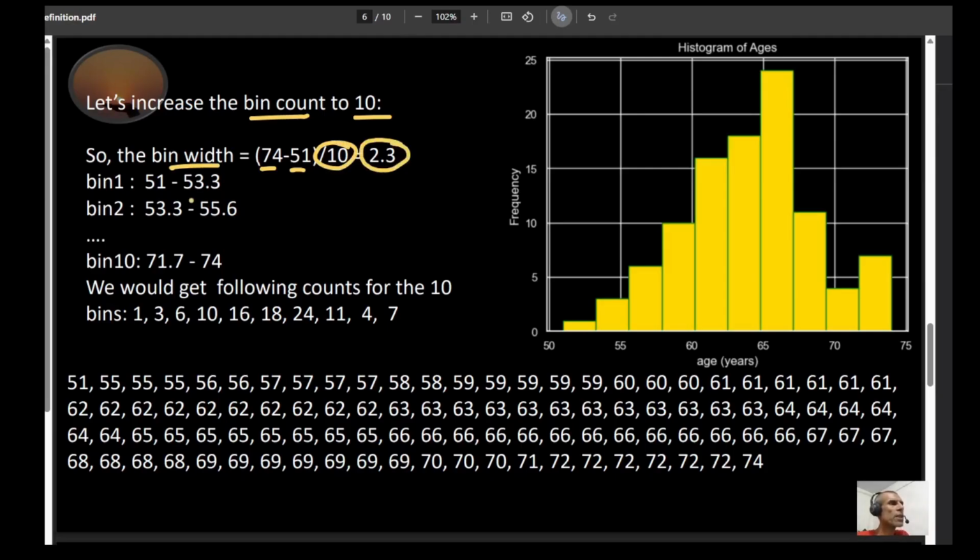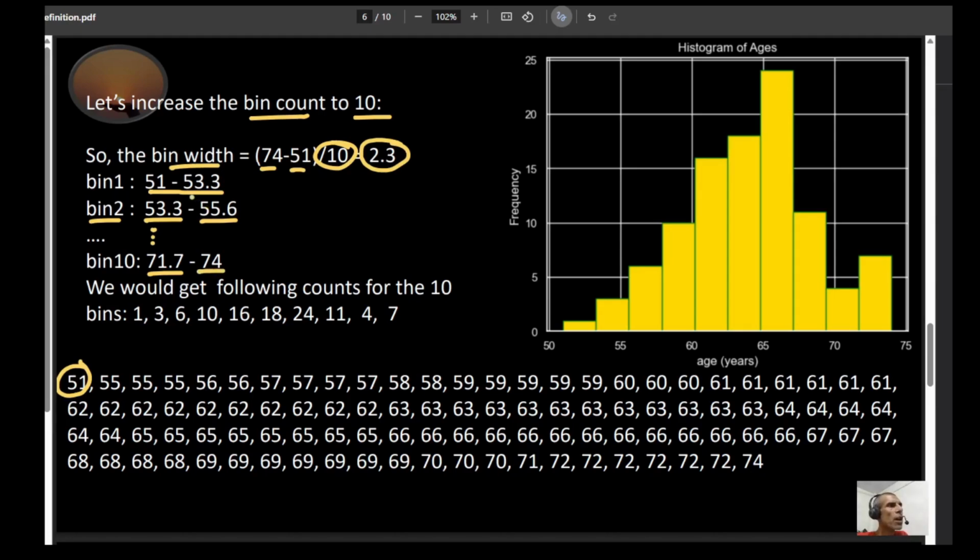So we use the same logic as we did before. Your bin 1 is going to be your minimum value, that is your 51, and then you add 2.3 to that. That will be your 53.3. So your bin 1 is going to be from 51 to 53.3. Likewise, your bin 2 is going to be 53.3 to 55.6. And you can keep going like this. And your bin 10 would be 71.7 up to 74.